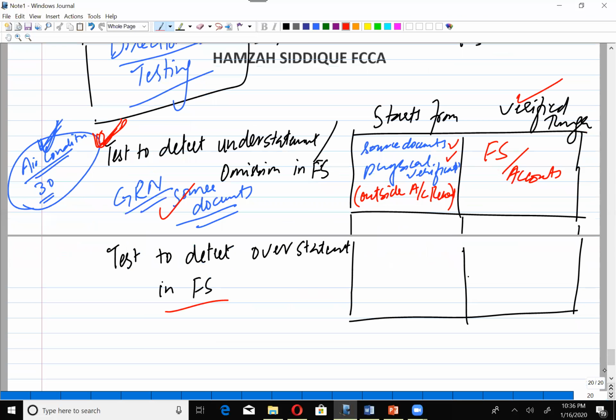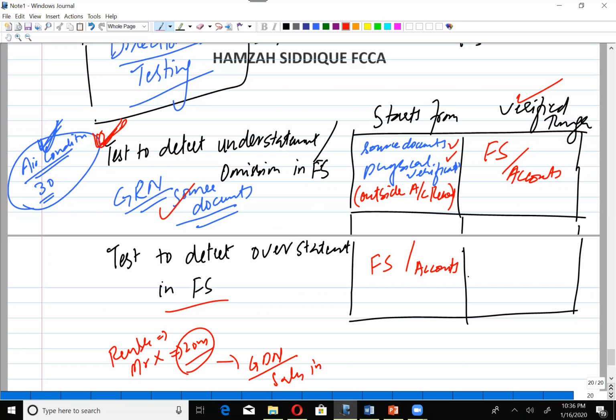I start from financial statements or accounts. I say, in the financial statements these receivables are recorded, Mr. X, 20 million. I say, show me where the GDN, the dispatched goods, the sales invoice, the sales order are. If they're unable to produce these, it means this is fake. Overstated.